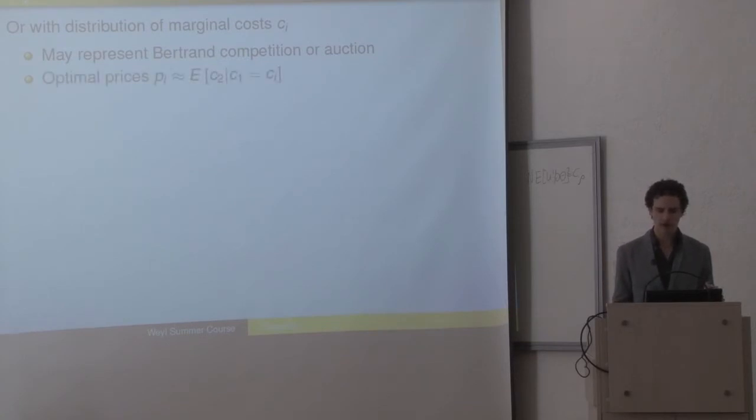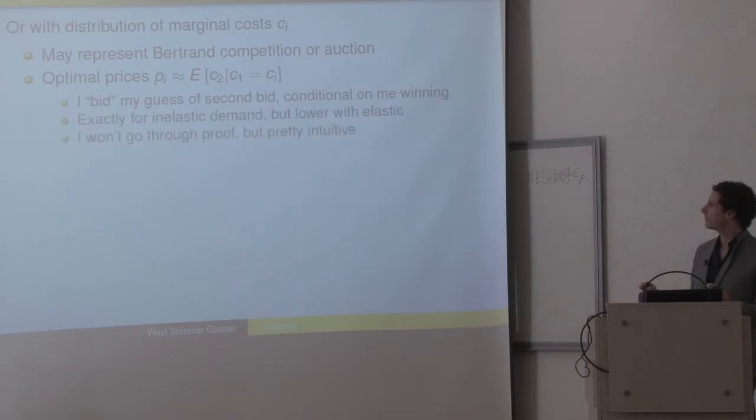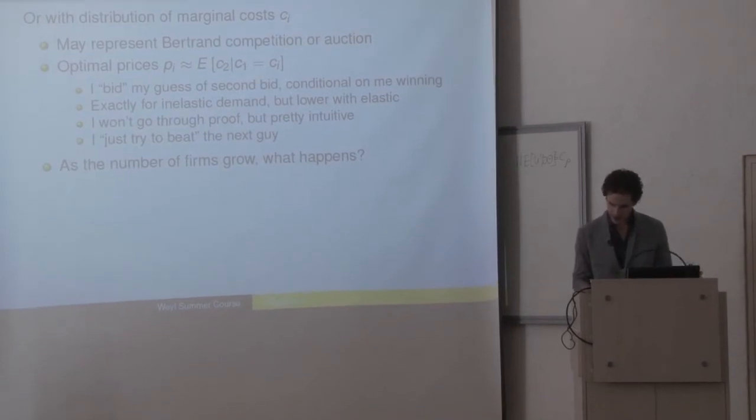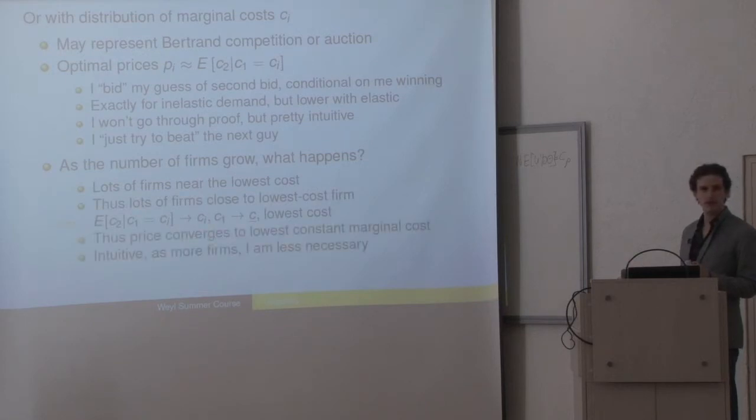So the optimal price for you to set is a price equal to the cost of the second highest person, conditional on the highest person's cost, the lowest person's cost, being yours. You basically guess the bid of the next person. And so that means that as the number of firms gets large, the lowest cost firm will have a cost very close to the second lowest cost firm. And so price converges to marginal cost, right?